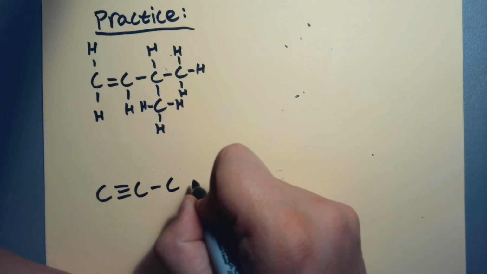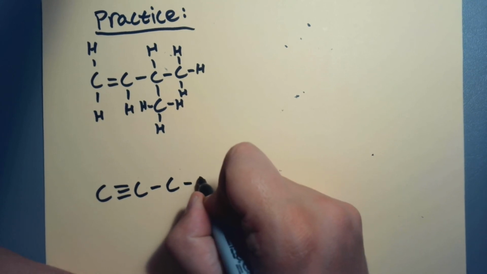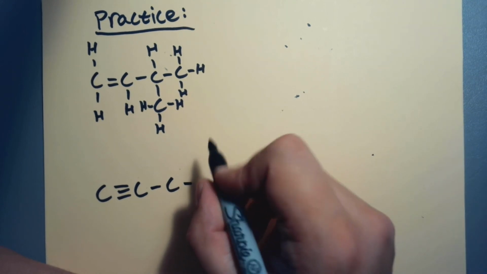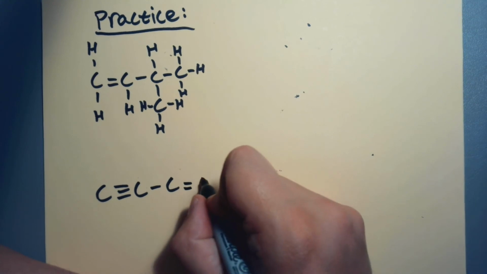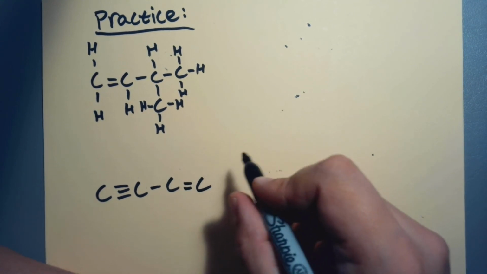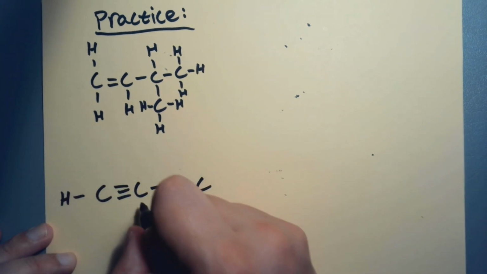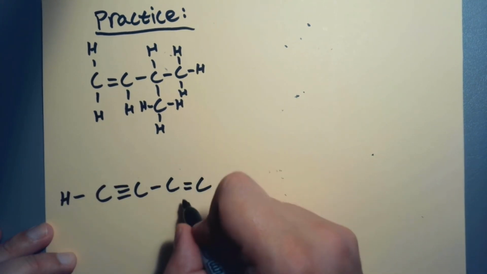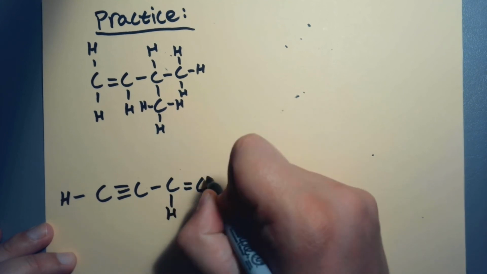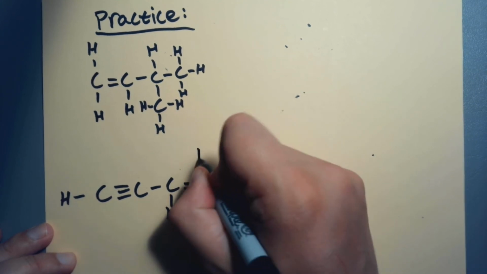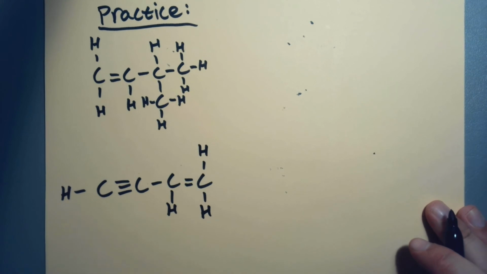Alright, and then we'll go triple, single, double. Yeah, that works. I don't want to draw more than 4 carbons. Got a hydrogen on that one, a hydrogen on this one, and a 2 on this one. Alright, so there's our second example to practice with.